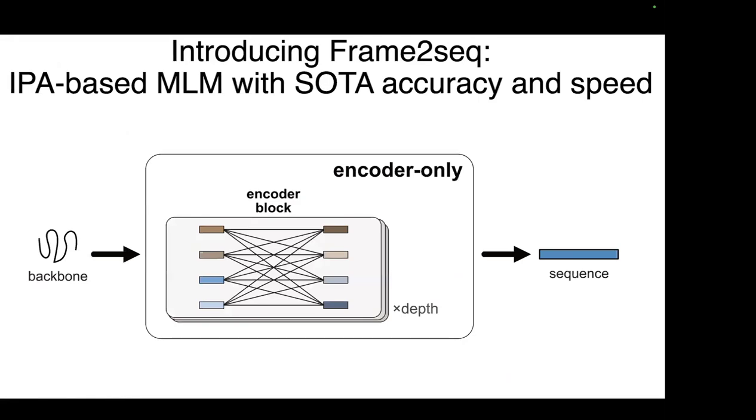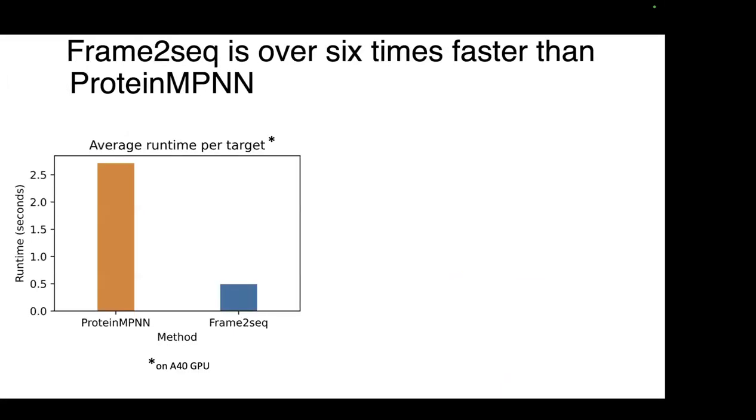So with that as background, I'll introduce Frame2seq, which is an IPA-based masked language model with state-of-the-art accuracy and speed. Once again, the goal is, given a backbone, can we design sequences, or can we predict sequences with accuracy? And in doing so, I'll talk about some of the different things we've looked at.